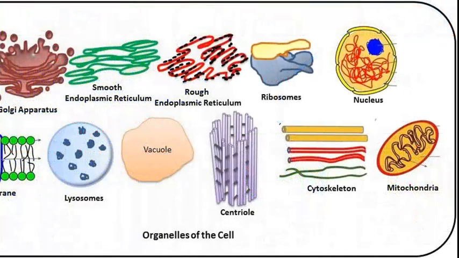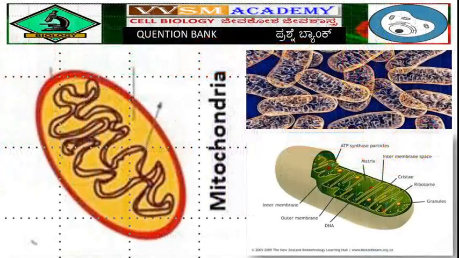Well friends, the important components or organelles of the cell are the Golgi bodies and the Golgi apparatus, smooth endoplasmic reticulum, rough endoplasmic reticulum, ribosomes, nucleus, then lysosomes, vacuole, centrioles, then cytoskeleton, mitochondria. Mitochondria is the important organ component of the cell.